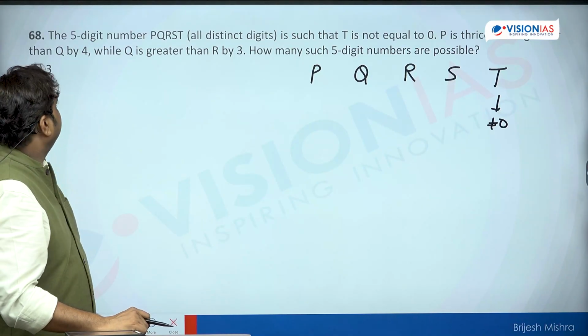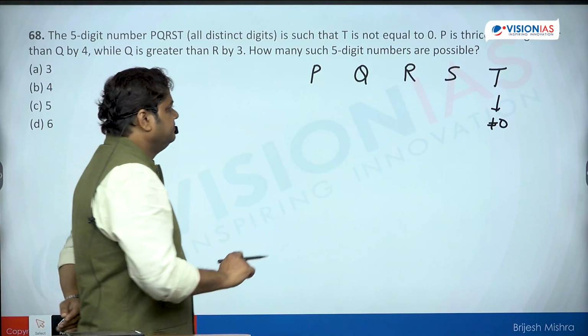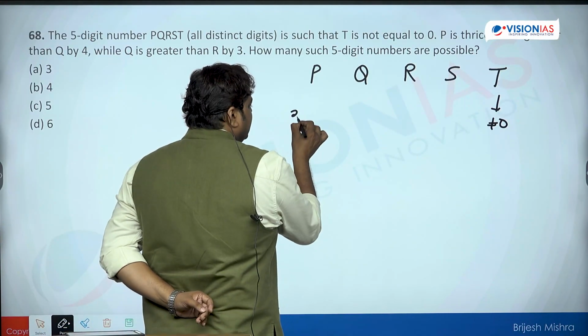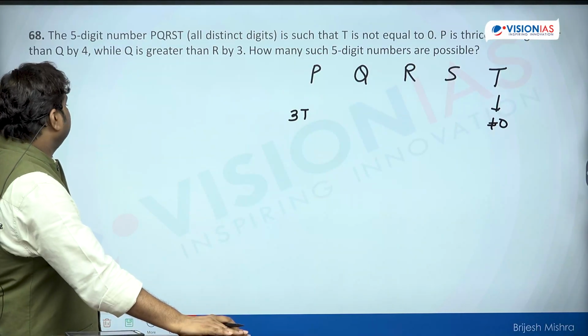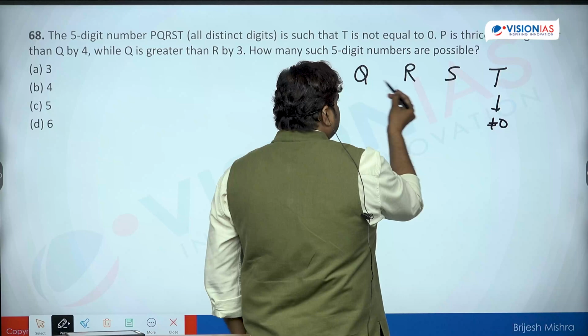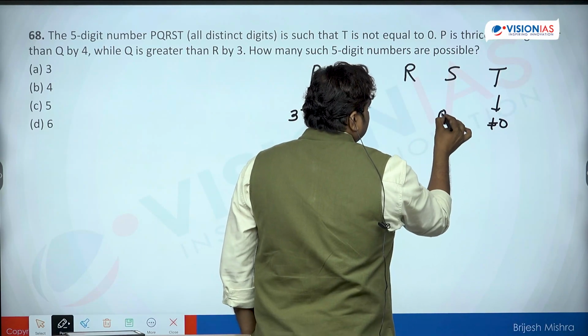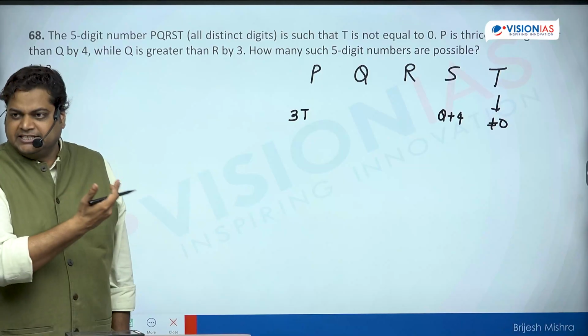And what is written? All are distinct. P is thrice T. P is what? 3 times of T. S is greater than Q by 4. That means S is what? Q plus 4.